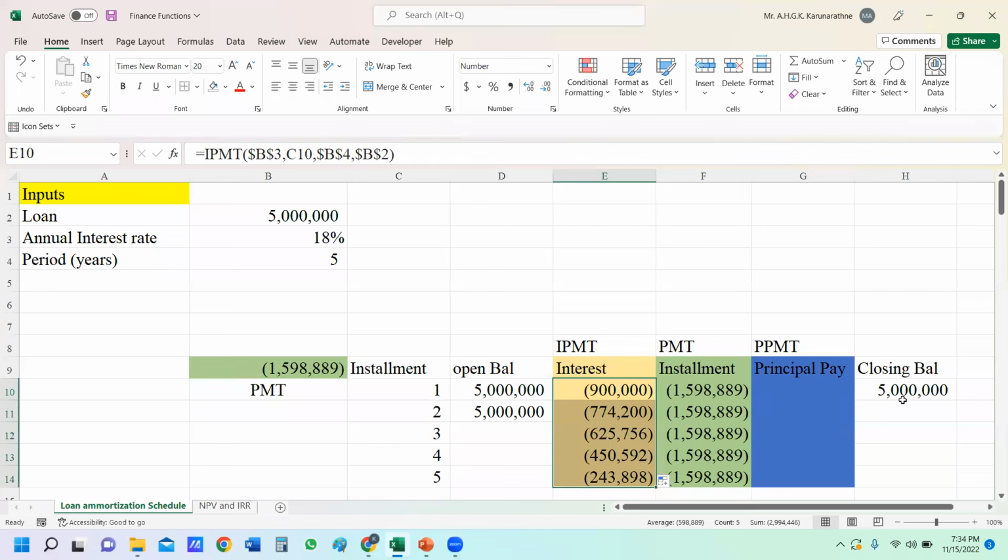So interest computation is very easy. Then we have one more column to prepare, the principal payment. The formula for principal payment is PPMT.